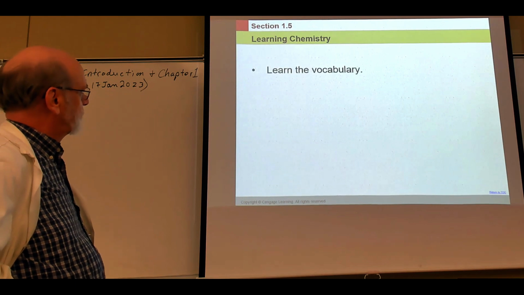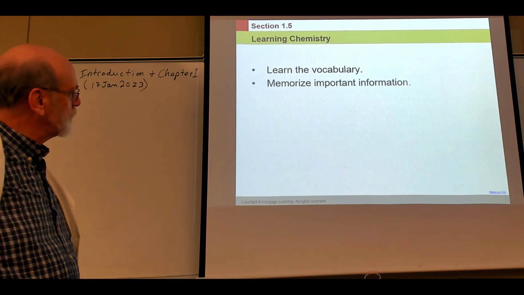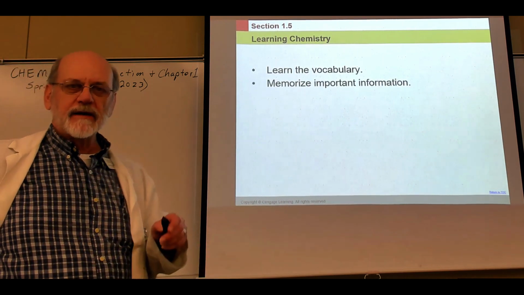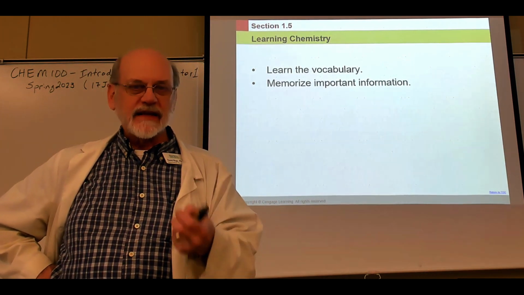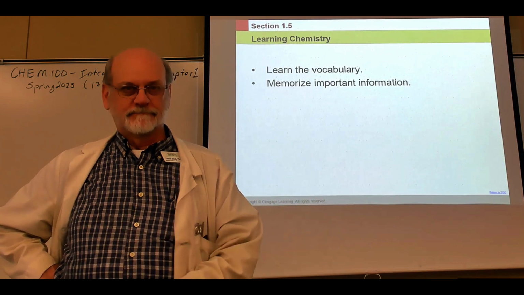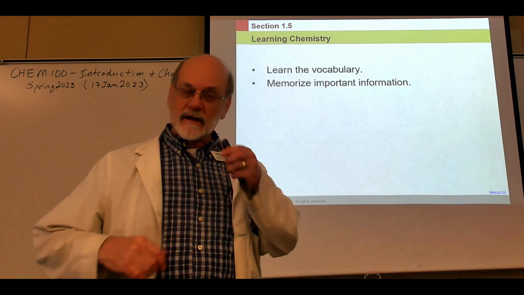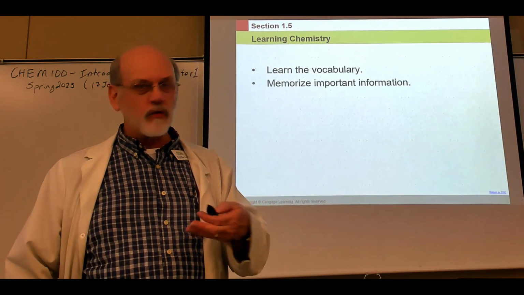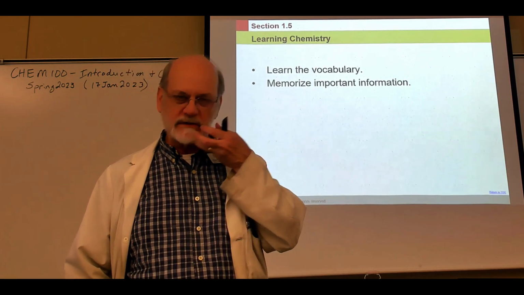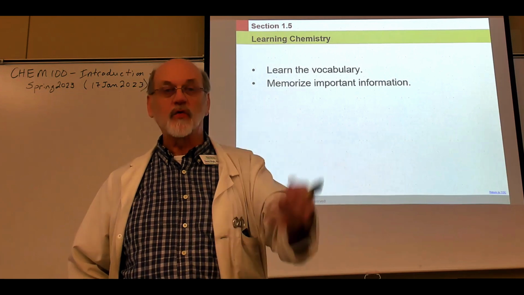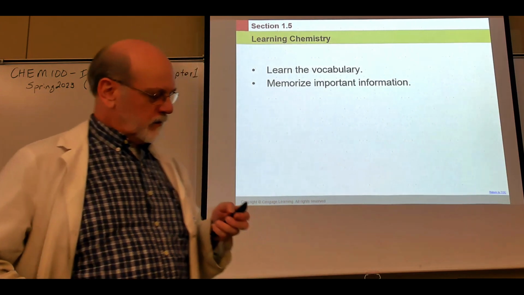All right, I mentioned this before, learn the vocabulary. The vocabulary for chemistry begins with the alphabet, and the alphabet is chemical symbols. So go ahead and start learning those. You won't need them until we get to chapter 4. Right? So you can gradually work your way into it.